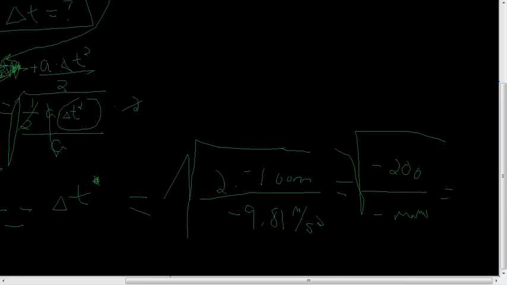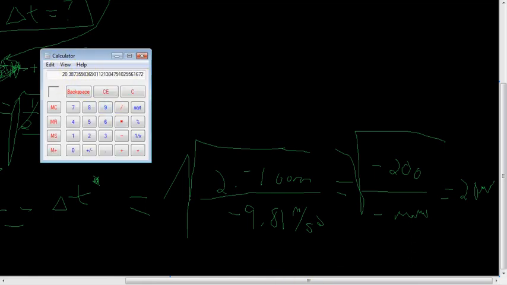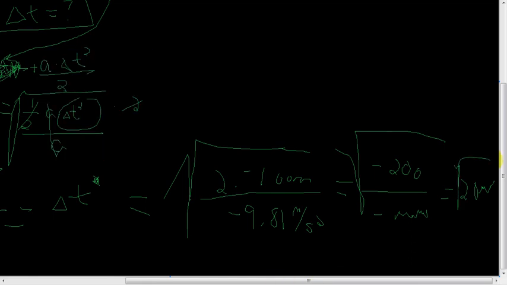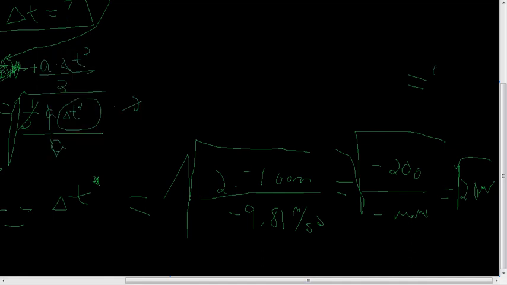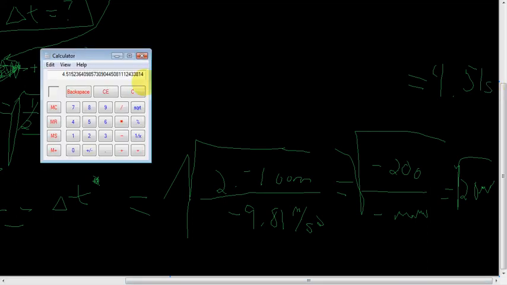In the future I'll write some numbers over here and come up to the calculator. I also have to take the square root of this. Square root. So that's our answer. He only falls for 4.51 seconds. 4.51 seconds. Okay, or I guess if you were rounding, it'd be 4.5.